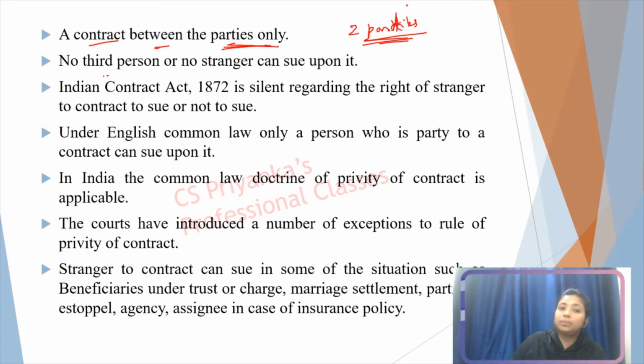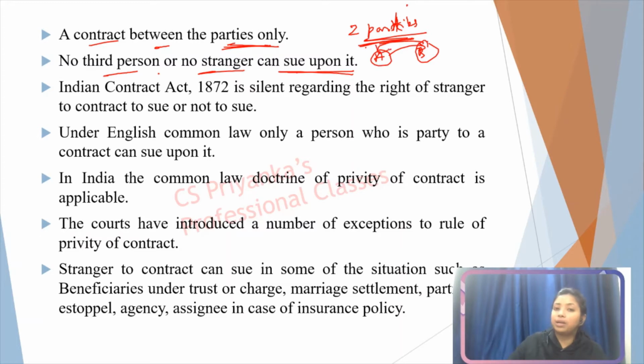And no third party other than the parties to the contract is allowed to interfere in the matter of the parties to the contract. So, no third party or no stranger can sue upon it. Either of these two parties, A and B, can file a case against the other party. But no other party, that means third parties, can interfere in their matter.